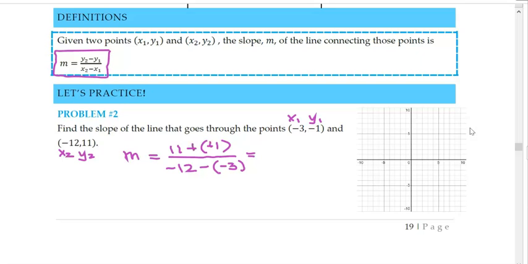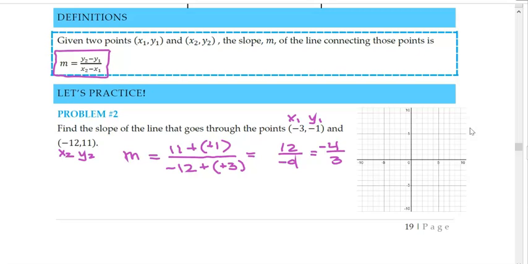All right, and then let's simplify this. So that's really going to be adding there. So I get 12 on the top, and then here I need to subtract those. -12 plus 3 is -9, and then that can reduce. 3 will divide into those. Oh, so I'd get -4/3 for my slope.